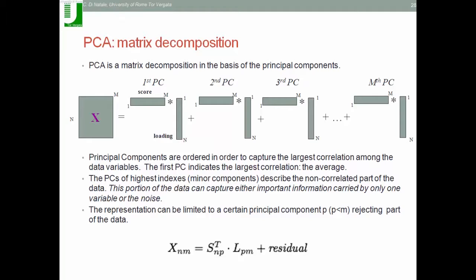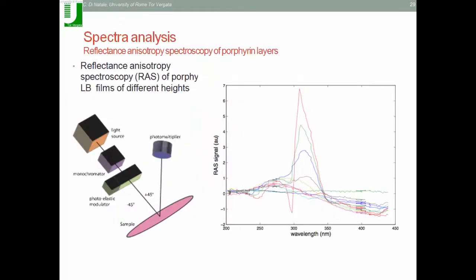This means that at the end of the story, we leave the information that is not correlated. And in this information, we surely find the noise, which is in principle uncorrelated. So at the end, in this residual, we also find the noise. And principal component analysis can also be used to filter the data in order to remove noise.